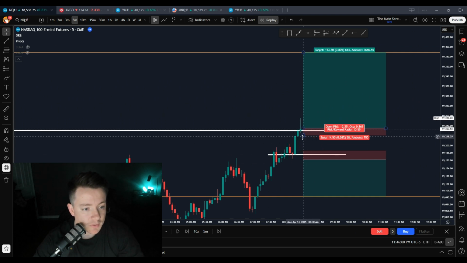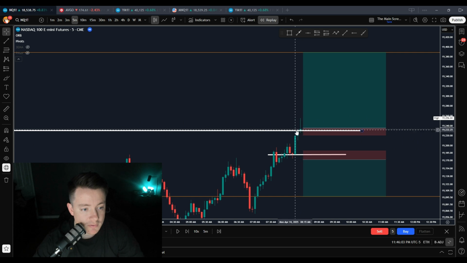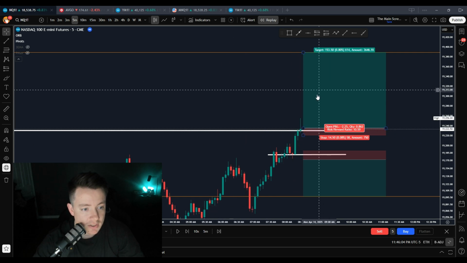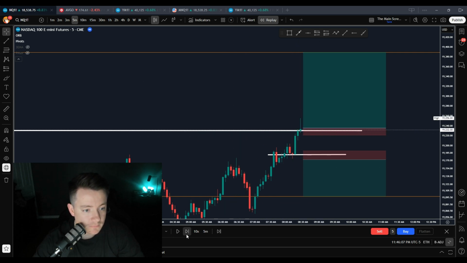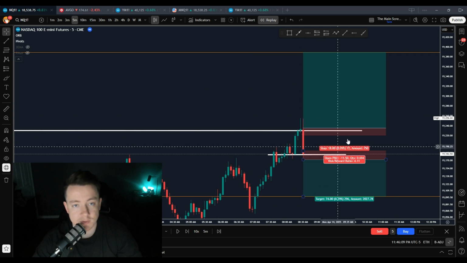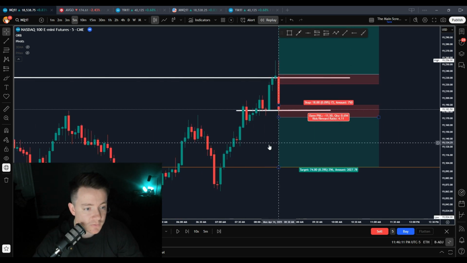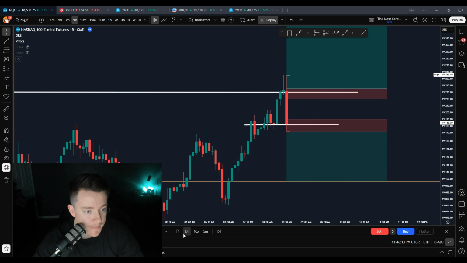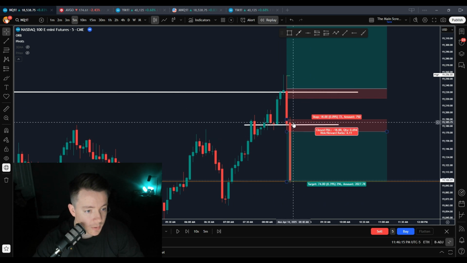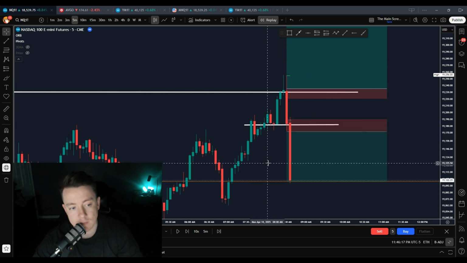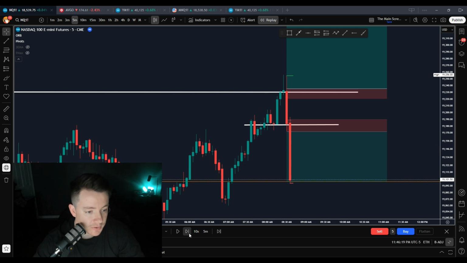Next pivot point or next candle, boom, broke its previous high. We are in this trade. Let's see what happens. We took a loss. We're out of that trade. Let's move on to the next one. Break a candle, boom. And then you can enjoy your take profit.